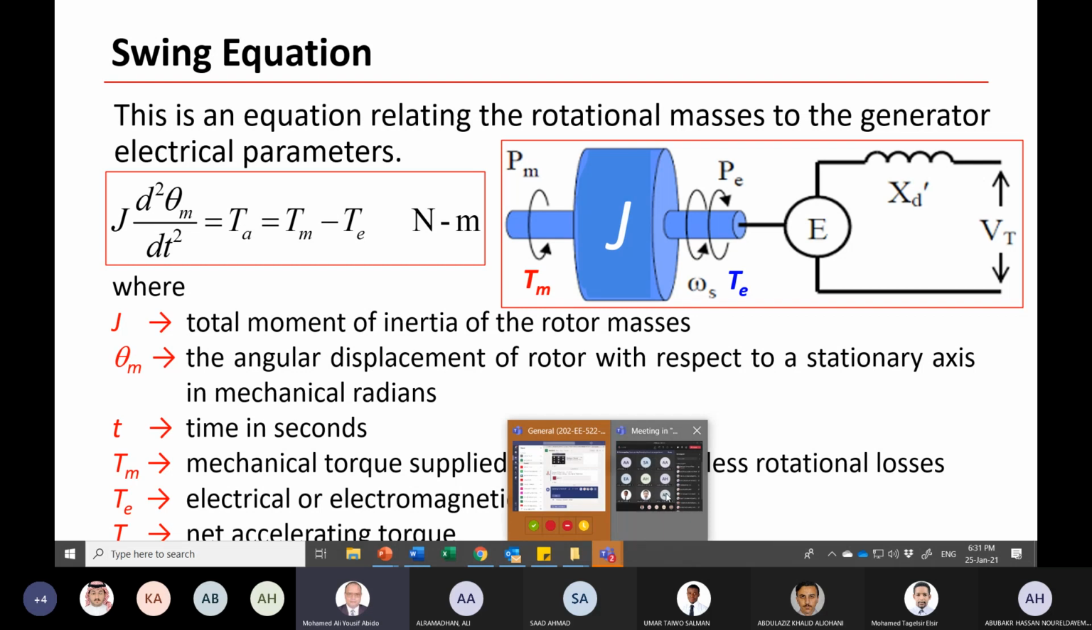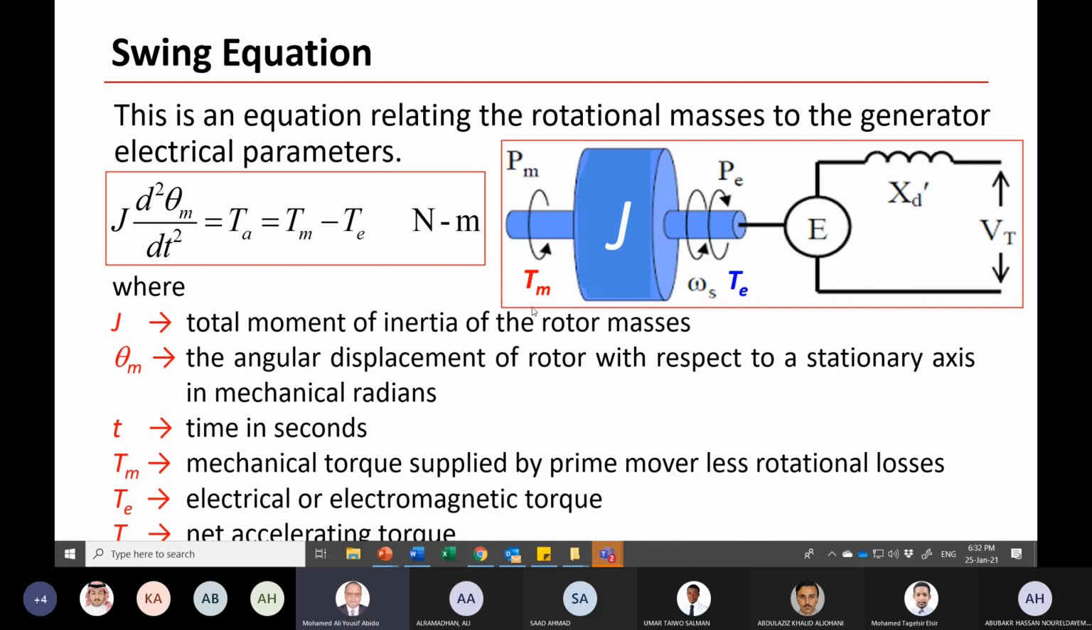Okay, so let us continue. If T_A is greater than 0, then this term will be positive, and we have acceleration. Acceleration is positive, so that means the speed is going up. The frequency is increasing, and the speed is increasing.